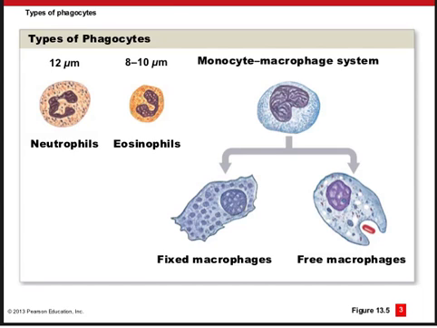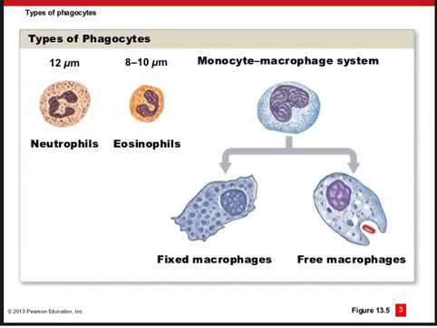The neutrophils have sort of pink staining granules in their cytoplasm and a multi-lobed nucleus, while the eosinophils have red staining granules in their cytoplasm and a bilobed nucleus. And then you can see here the appearance of the monocytes, the sort of kidney-shaped nucleus, the fixed macrophages, and the free macrophages being the final form of the monocyte doing its job in the body.